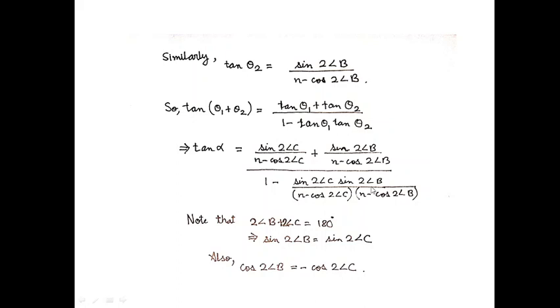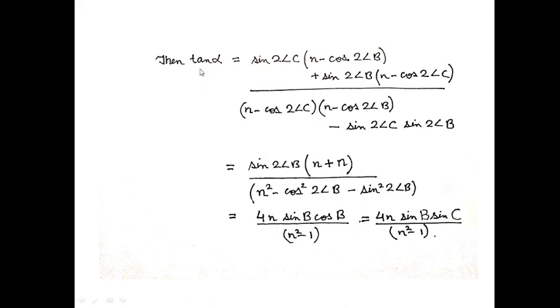Okay, now observe that angle B plus angle C is 90 degrees because angle A is 90 degrees. So 2 angle B plus 2 angle C will be 180 degrees. Now this property implies that sine of 2 angle B will be sine of 2 angle C, and cos of 2 angle B will be minus cos of 2 angle C. So we will apply these results in this hectic equation and make it simpler.